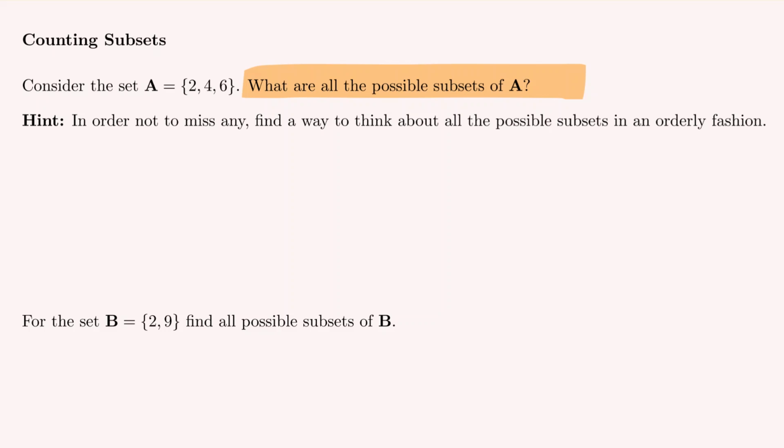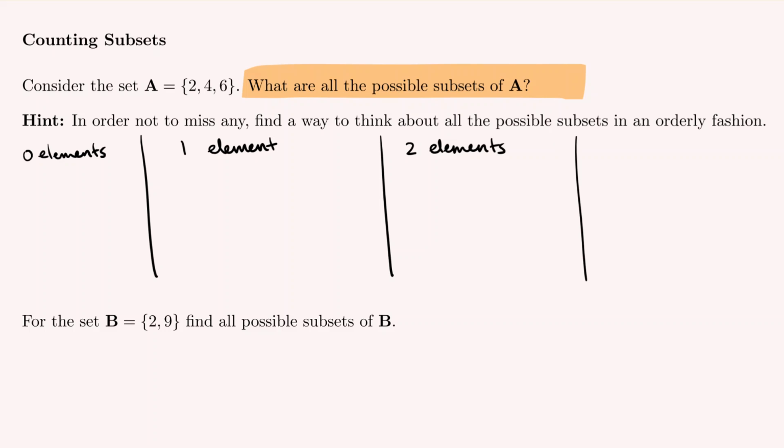Now think about what's the smallest subset size? 0 elements, which is the empty set. So as we list it out, we're going to have our subsets with 0 elements. Then we'll list the subsets with 1 element. Then we'll list the subsets with 2 elements. Then 3 elements. And we know for this particular example, there's nothing past that because A only has 3 elements itself, and if I have more elements than the original set, I'm no longer a subset.